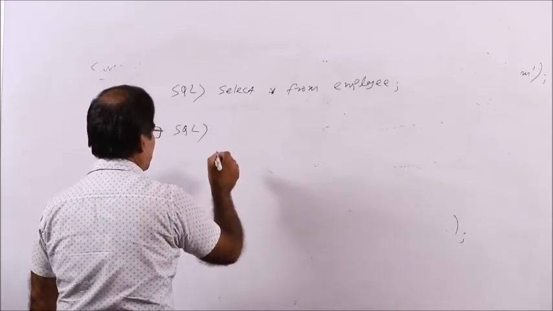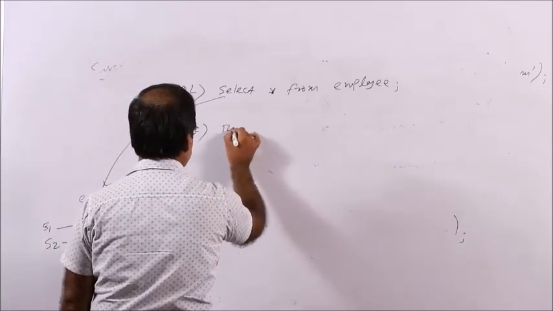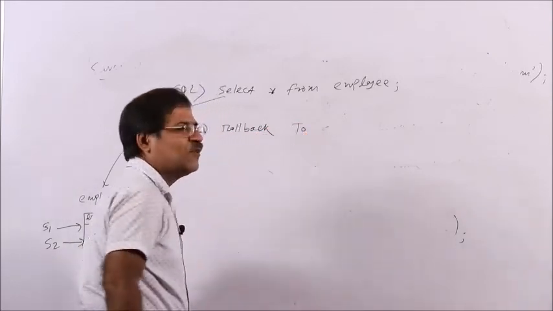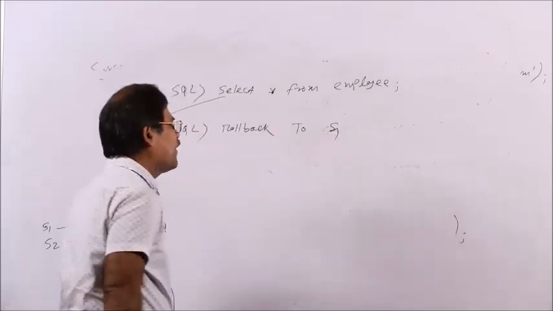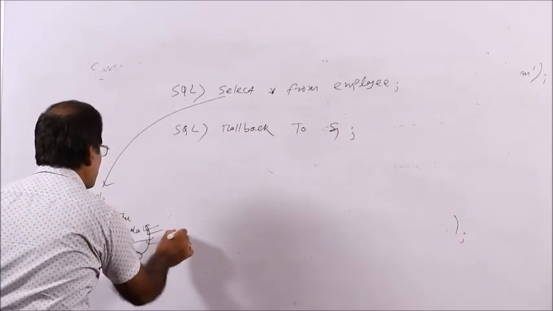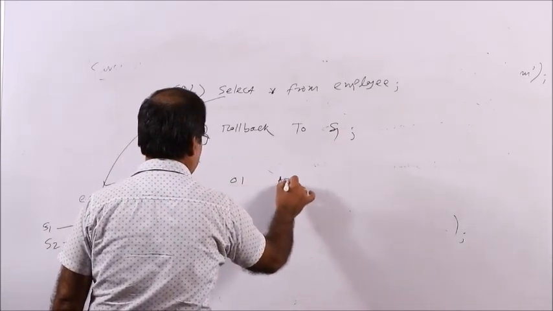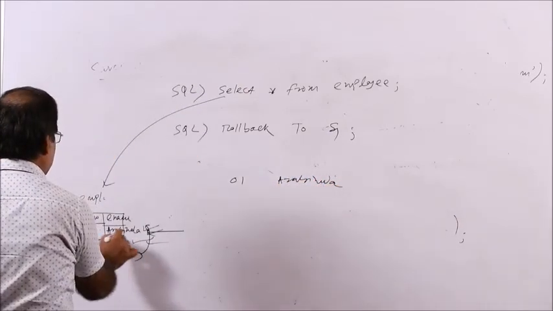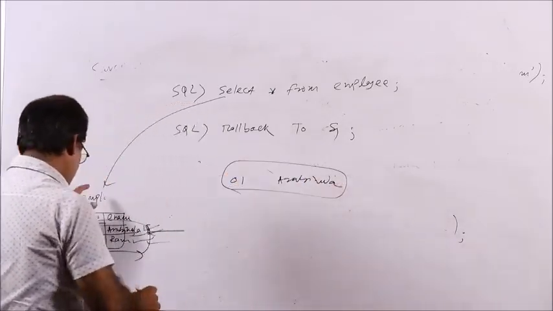So the output of this is this. Suppose I write rollback to savepoint name, say S1. Rollback to savepoint S1 means the control will go to that line. What is your output? It shows 01 Arvind only. That means the S1 pointer is at this line, so only this line will be displayed, not all the records.